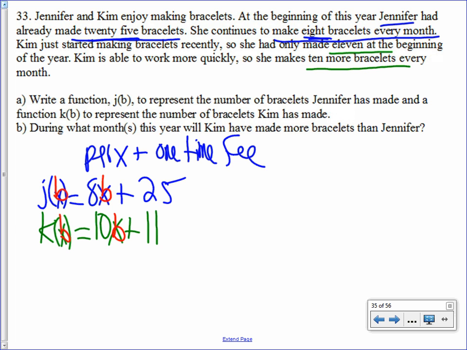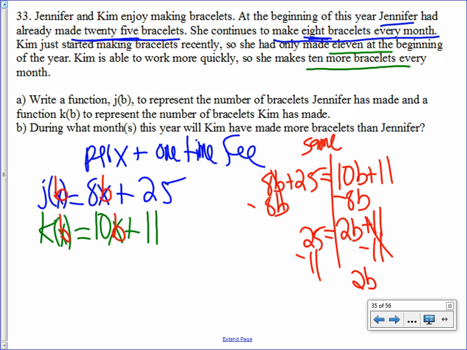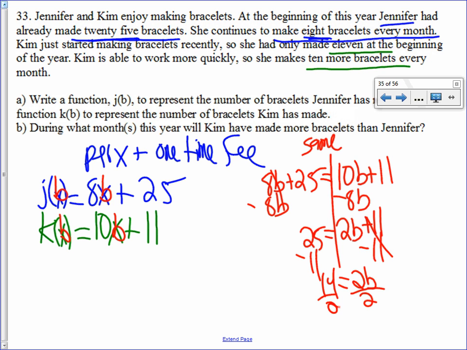During what month this year will Kim have made more bracelets than Jennifer? Well, in order to determine when she made more, let's find out when they made the same amount. To determine when they made the same amount, the 2 functions must be equal. So I said 8b plus 25 equals 10b plus 11. I solve the equation. Bring the X to one side. Isolate and subtract first. 2b equals 14, over 2, over 2, b equals 7.